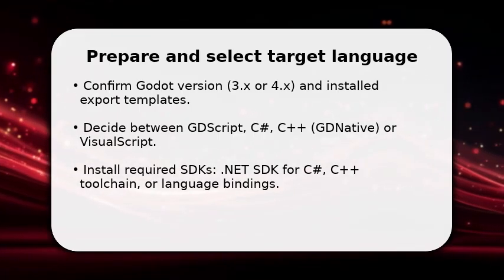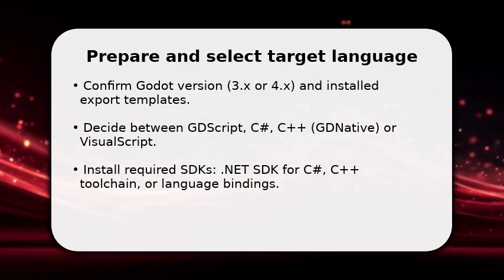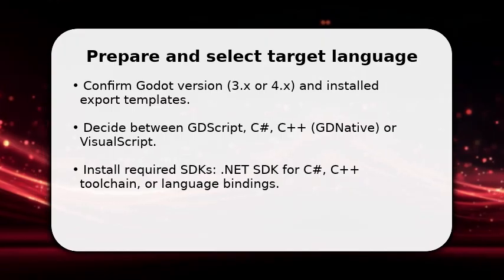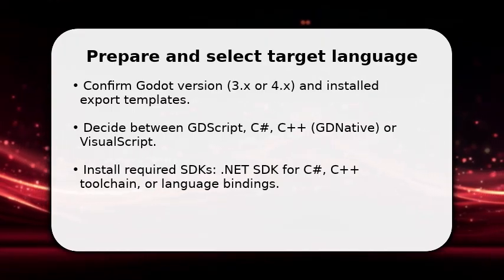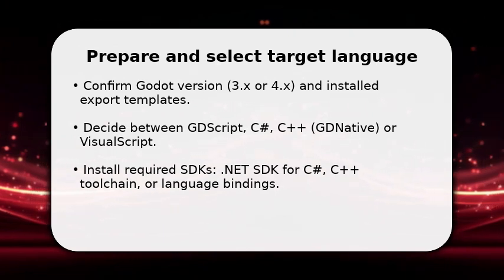Then install the required SDKs. .NET SDK for C#, a C++ compiler and toolchain for GDNative/native modules, or the language bindings. Make sure export templates are present so you can test changes immediately.